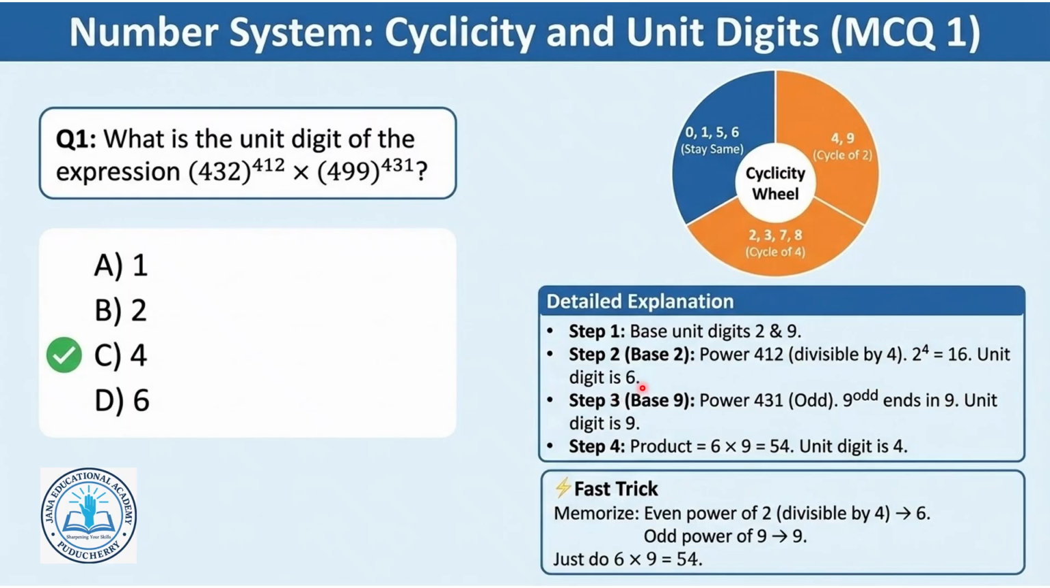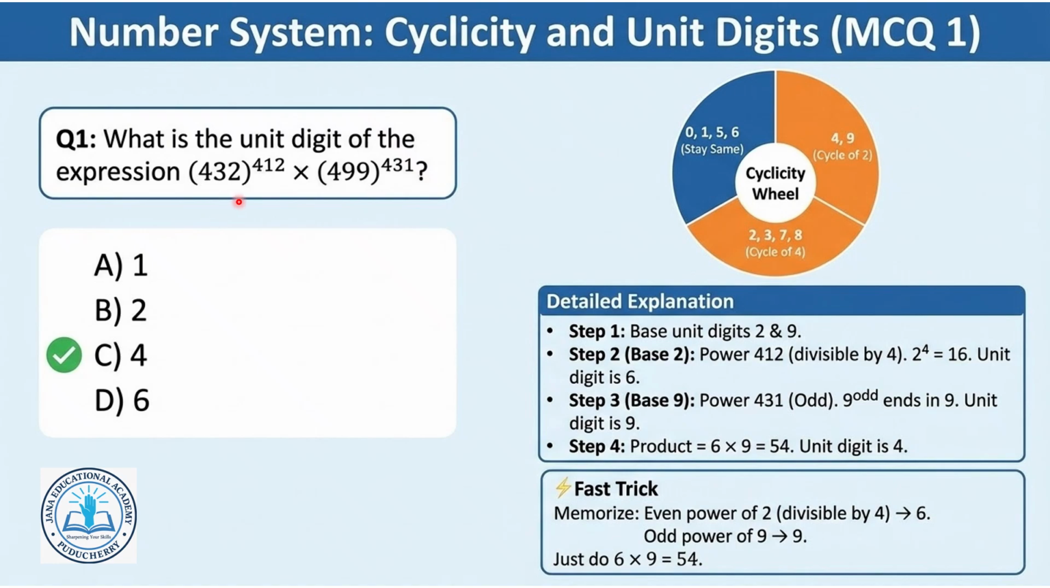We already have 6. So 6 into 9, what do we get? 6 nines are 54. What is the last digit? The last digit is 4. So the answer is 4. What is the unit digit of the expression? It is 4.